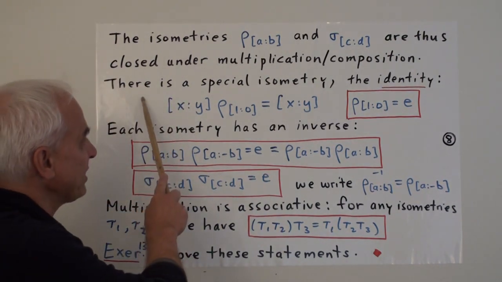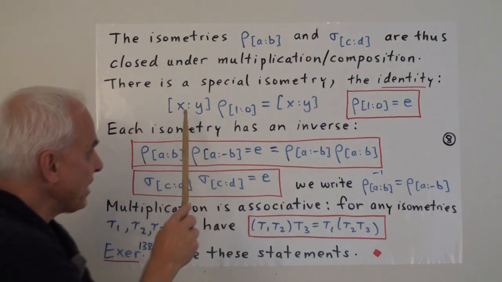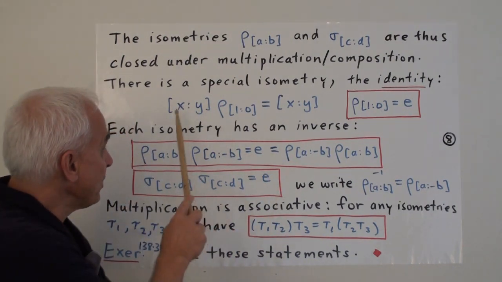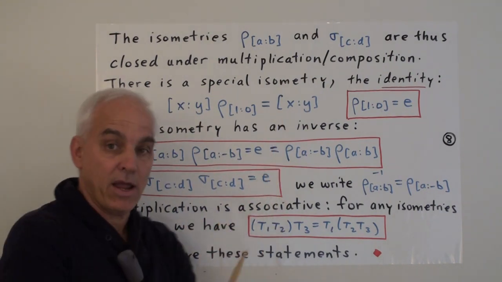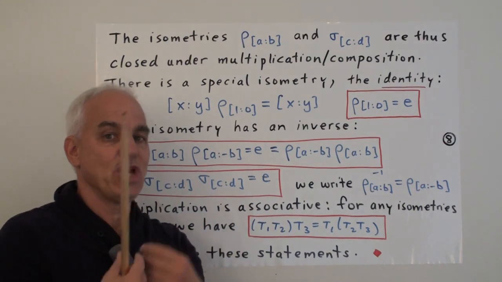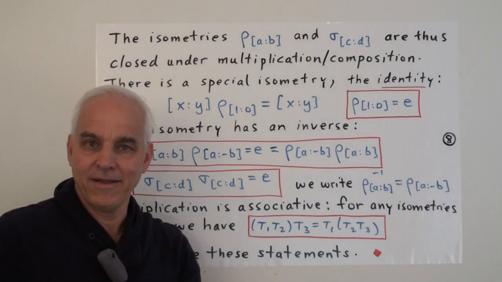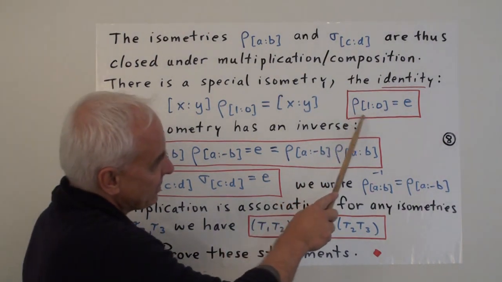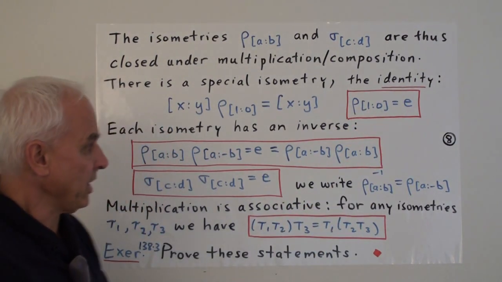Alright, so one of the aspects is that there is a special isometry called the identity. The particular rotation rho sub 1 to 0 has the property that when you take x to y and you multiply by rho 1 to 0, you get back x to y. It acts as the identity. It doesn't change the object when you multiply by it. It's like multiplying by 1 in the natural numbers. So we might say that rho 1 to 0 is e, introducing this new term e for it.